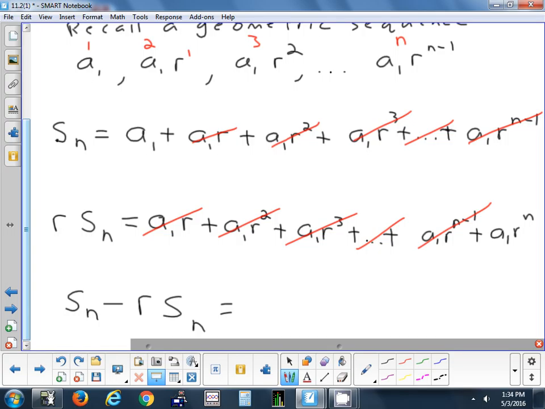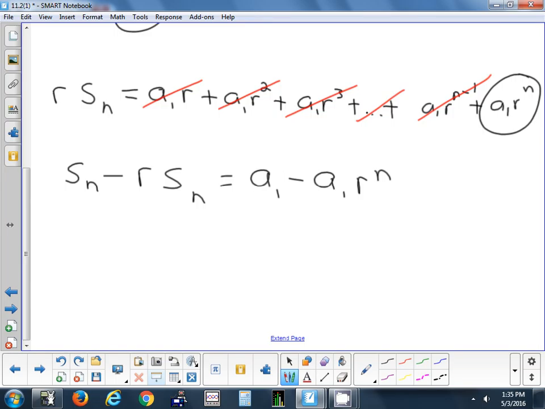So what are you left with in the top? a sub 1. All you're left with in the top is a sub 1. All you're left with in the bottom is minus a sub 1 r to the n. Those are the only two things that didn't cancel out. And now my goal is to get s sub n by itself. When I'm done, I want something like this. I want s sub n equals, and then I want a formula.